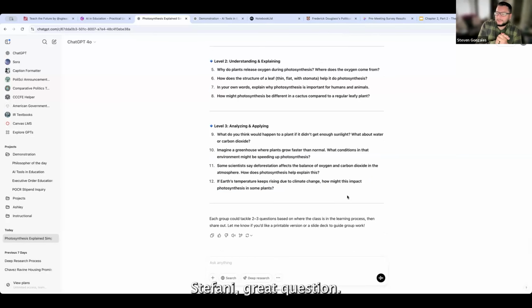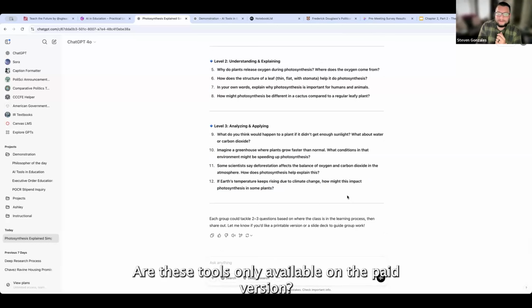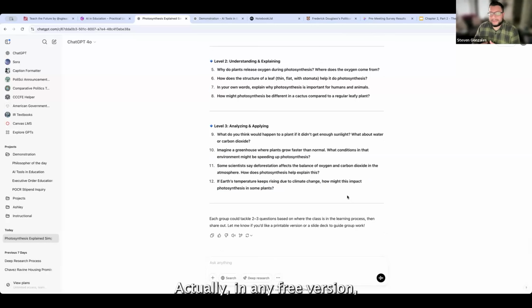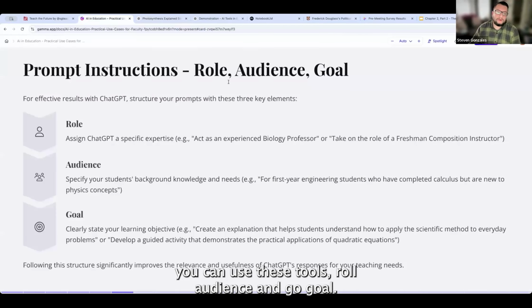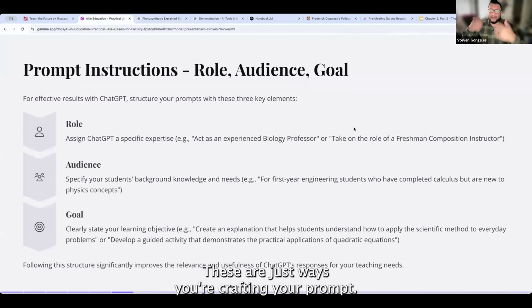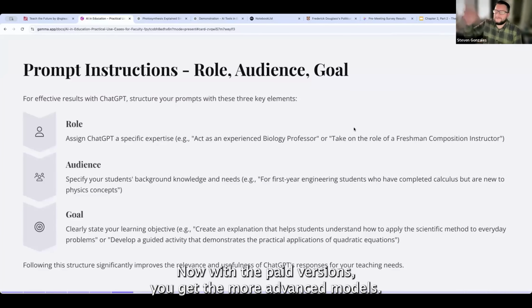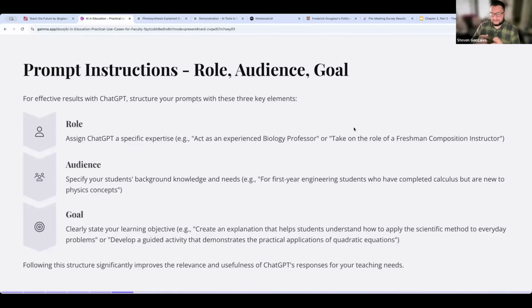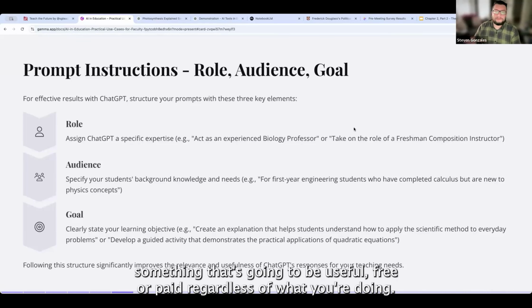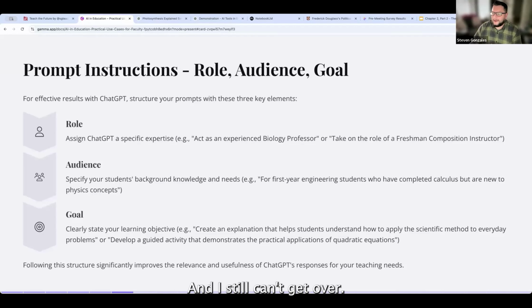Now, Stephanie, great question. Are these tools only available on the paid version? Actually, in any free version, you can use these tools: role, audience, and goal. These are just ways you're crafting your prompt. Now, with the paid versions, you get the more advanced models. It's trained on more data, trained on more updated data. Useful, but I think this prompt engineering instruction is something that's going to be useful, free or paid, regardless of what you're doing. So thank you.